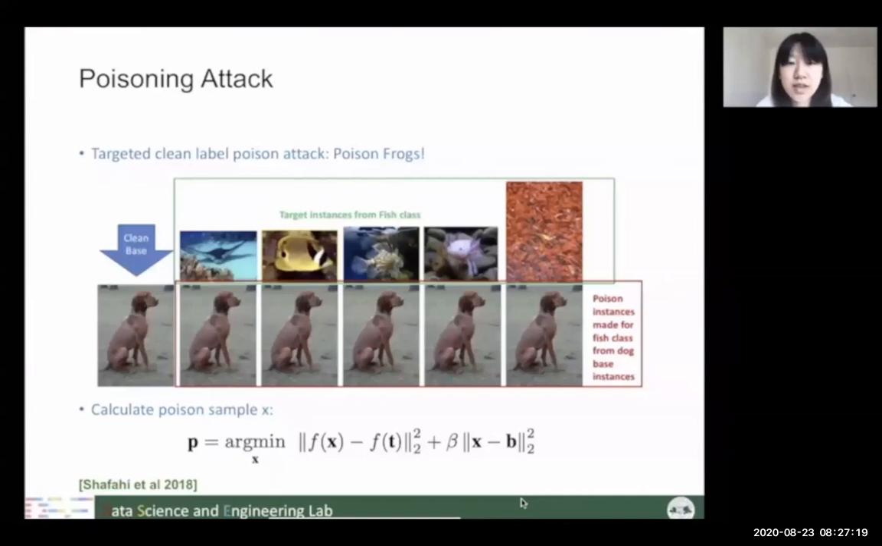The second term calculates the input space distance from sample x to base class sample b. So by minimizing these two terms, the sample we get should be close to the target class sample in the feature space, while looking similar to the base class sample. Then we retrain the model with both the poisoning samples we calculated and clean samples. That will change the decision boundary and may include those poisoning samples as the target class. So the fish from the target class would be classified as dog by this poisoned network. This attack is hard to notice and could reach a high success rate with a small amount of poisoning samples.